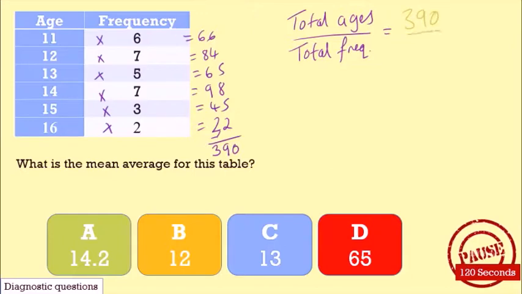Now let's work out the total of the frequency. That means how many pupils we could say there are altogether. Right, so there are 30 pupils altogether. So my mean would be 390 divided by 30, and that is equal to 13. So the average age for this table would be 13 years old.